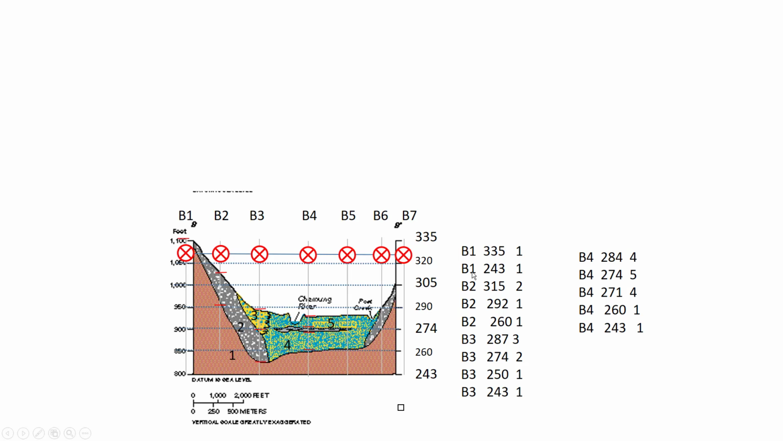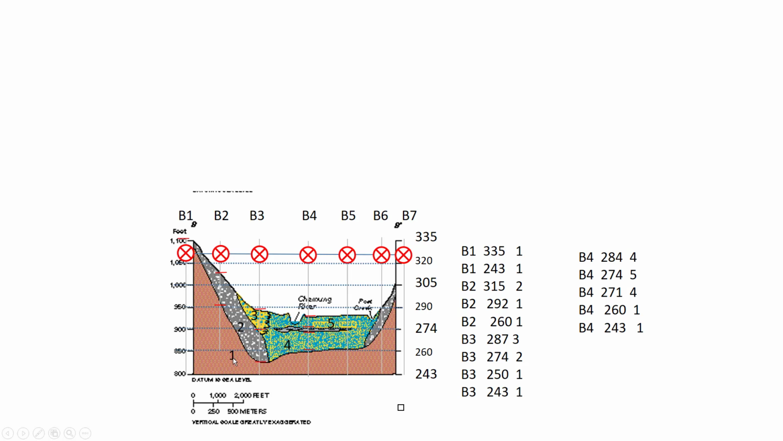So the borehole name is here, then this is the elevation of the contact, and this is the material that is observed at or below that elevation. So for B1, this 335 is the ground surface. That was the highest point over here, and then this is the bottom of the hole down here. For B2, the top is 315. I got that by just interpolating. And underneath it is unit 2.